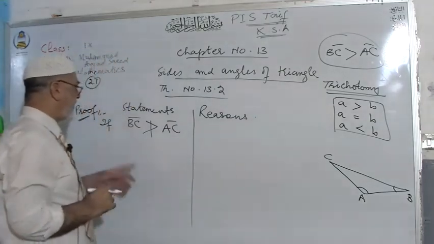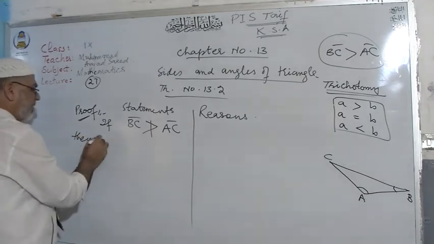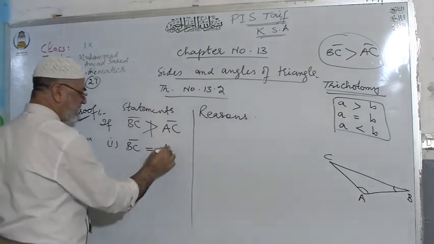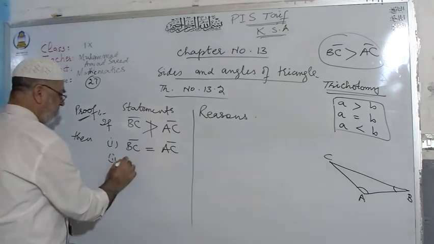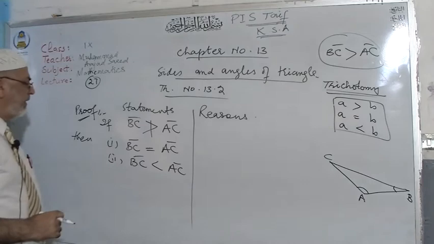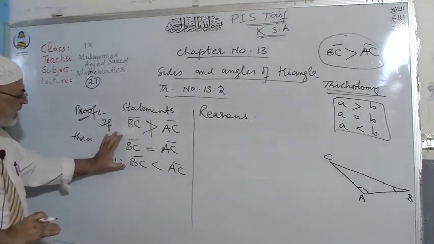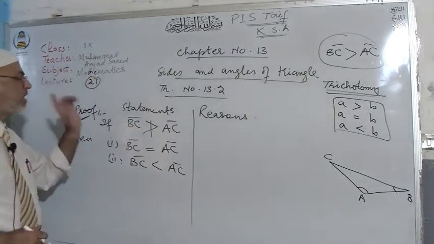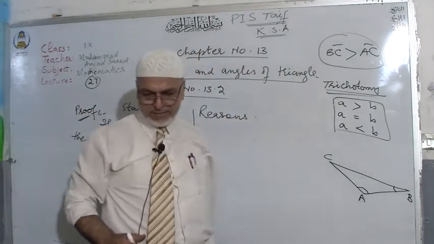If I am saying that BC is not greater than AC, then either BC is equal to AC or BC is less than AC. We will check these two results one by one. If they both are not possible, it means that we supposed wrongly. So what is the correct opposite of that? BC is greater than AC.